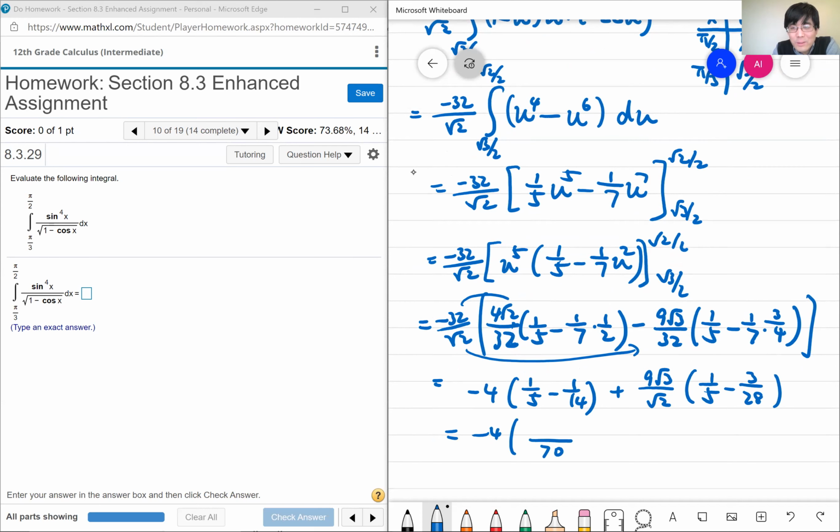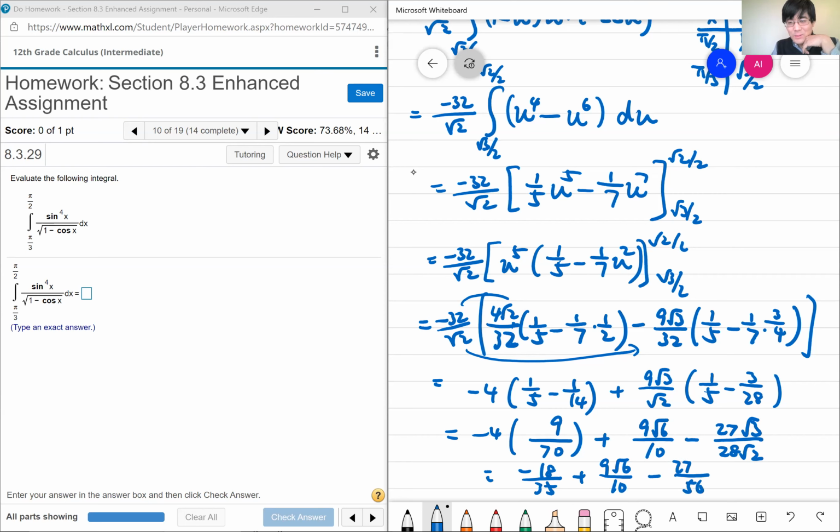It's going to be 70, 14, 5, 9. And that is going to be 10, 9 square root of 6 minus 28 square root of 2, 27 square root of 3. So the answer is negative 18 over 35 plus 9 square root of 6 over 10 minus 27 square root of 6 over 56.